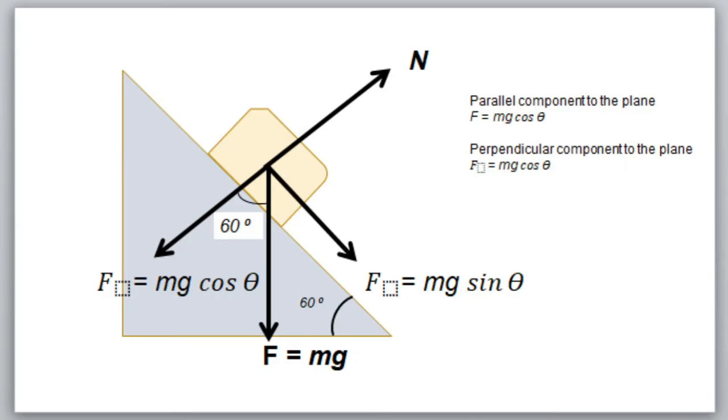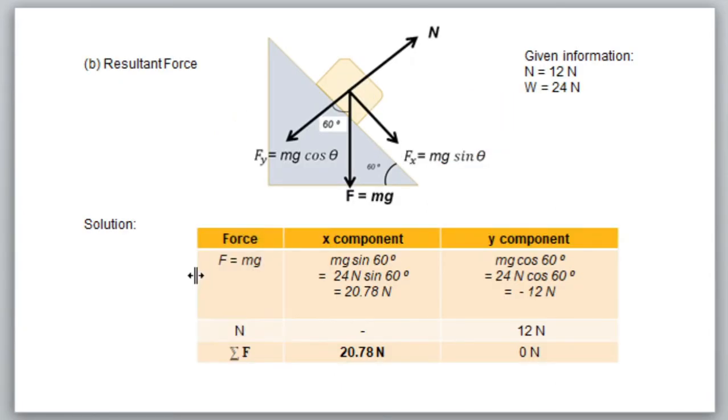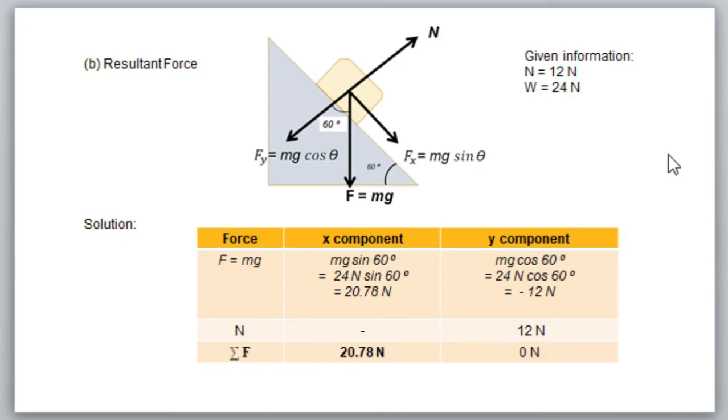For the solution, I suggest you do it in a table. You write down the forces which act on the block, on the object. We know that there are only two forces, weight and normal. We consider the first force, which is weight. In the x component, remember the x component is the component parallel to the plane. The x component is mg sin theta, and mg is 24 Newton. We substitute theta as 60 degrees, so the answer will be 20.78 Newton.